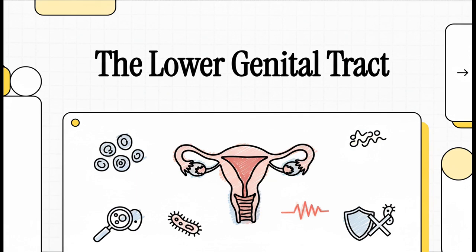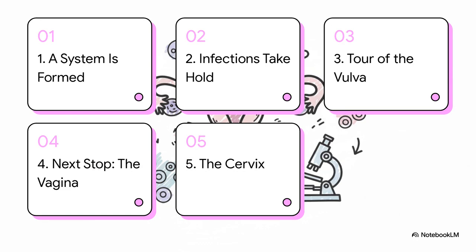So, shall we begin? Okay, so here's our plan for today. First, we'll go back to the very beginning, to embryology, to see how this whole system is formed. Then, we'll tackle the troublemakers, the common infections. After that, our tour proper begins, starting with the vulva, then moving to the vagina, and we'll end at the cervix, a really, really critical zone.